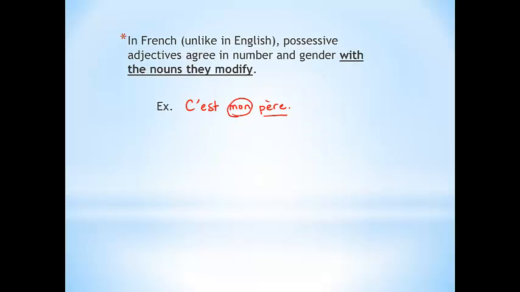Well, in French, unlike in English, possessive adjectives agree in number and gender with the nouns they modify. And that last part is really important. They agree in number and gender with the noun they modify. So in other words, the gender and number has nothing to do with the subject. It has everything to do with the noun being owned or possessed.